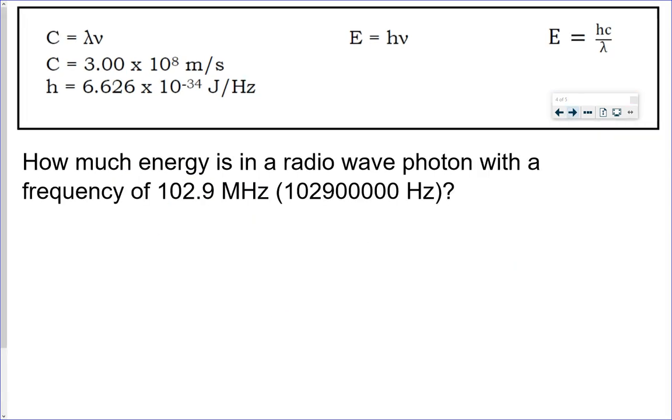Now on to problem number 3. In this case, it says how much energy is in a radio wave photon with a frequency of 102.9 megahertz. And then they just tell you that 102.9 megahertz is 102.9 million hertz. They give it to you directly in hertz, so you don't have to do that conversion. This one is talking about energy and frequency. So we need to find an equation up above that has energy and frequency in it. That's going to be this E equals h nu equation.